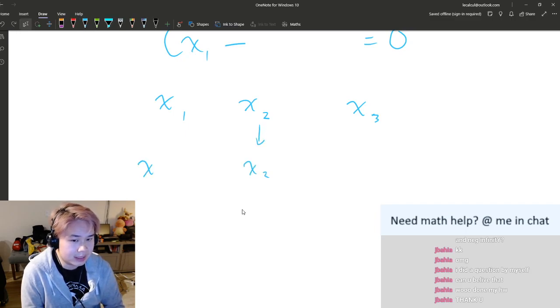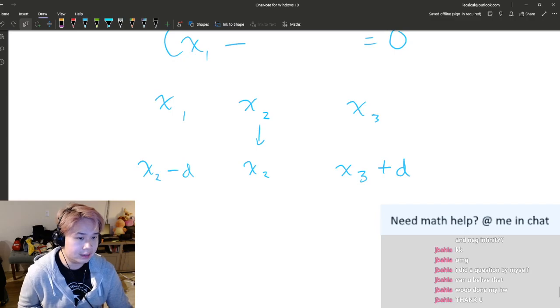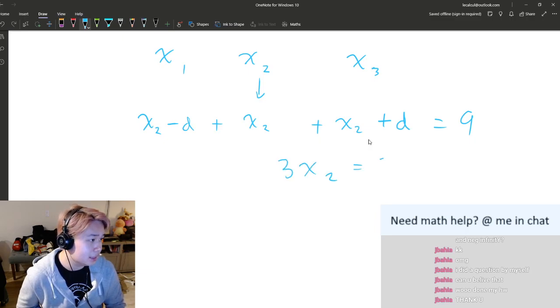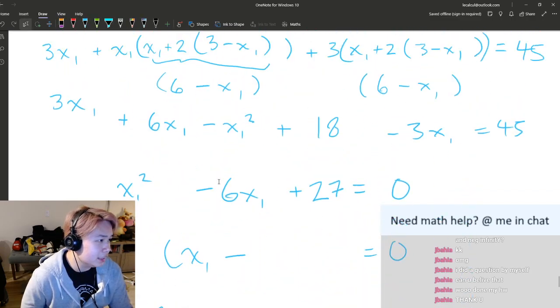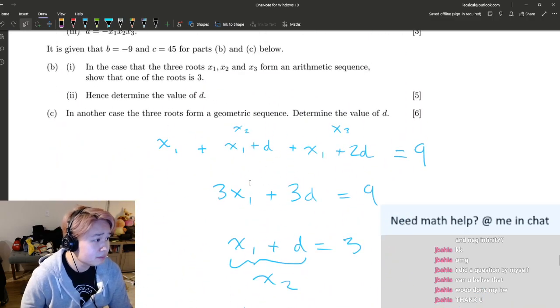And then this one becomes x2 minus d, and this one is x2 plus d. And this is way more efficient because when you add these together and they equal 9, the d's cancel out. So immediately you get 3x2 is equal to 9. So x2 is equal to 3. But again, we did it here, and it was fine. And then hence you find the value of d.